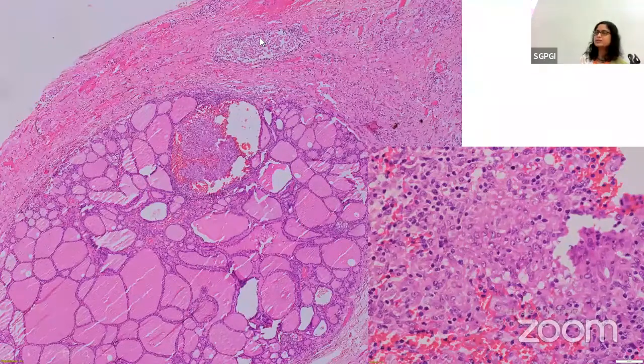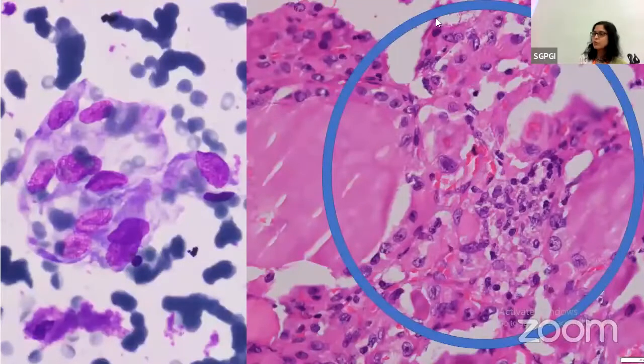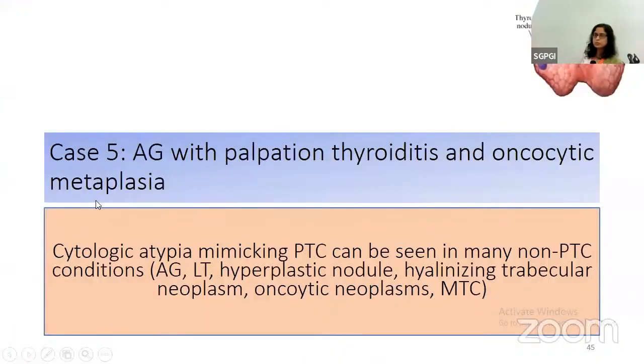You can see the granulomas, and interestingly, the granulomas were present on the anterior surface of the thyroid. That's how I sectioned it and realized they're all present on the anterior surface. So this was a case of palpation thyroiditis with adenomatous change. There was focal oncocytic metaplasia, and these cells looked exactly like what we had on the aspirate. So this was adenomatous, we now call it follicular nodular disease as per the new WHO, with palpation thyroiditis and oncocytic metaplasia. I prefer to still use the term AG because that's what my clinicians are used to.